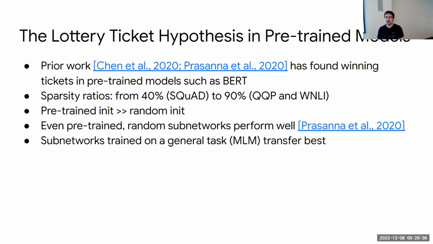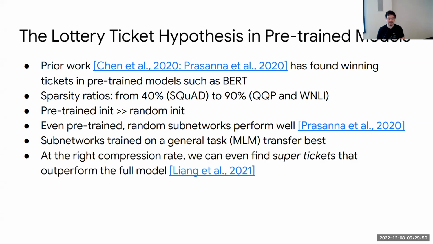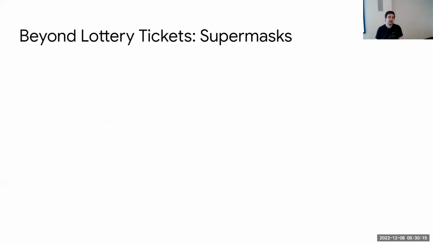The last observation here is that subnetworks trained on a general task, like masked language modeling, also transfer better. So the structure of these subnetworks also transfers better to other tasks, because the training task is quite representative. And lastly, if you select the correct sparsity ratio for a given task, where there's a phase shift essentially, one study has also shown that there can be what they call super tickets, which can even outperform your underlying full fine-tuned model if you tune the parameters right.